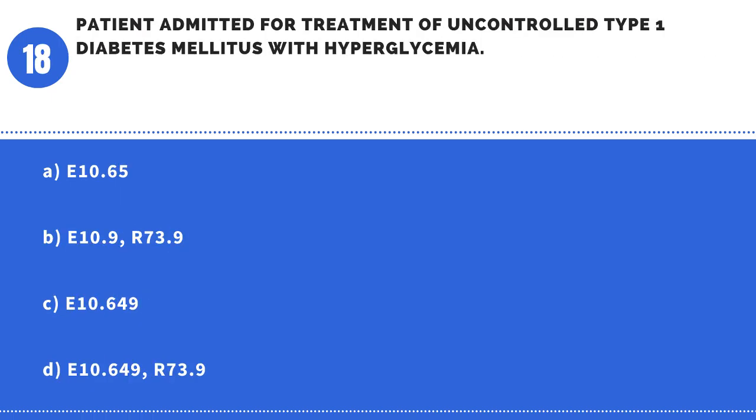Question 18. Patient admitted for treatment of uncontrolled type 1 diabetes mellitus with hyperglycemia. A. E10.65. B. E10.9, R73.9. C. E10.649. D. E10.649, R73.9.